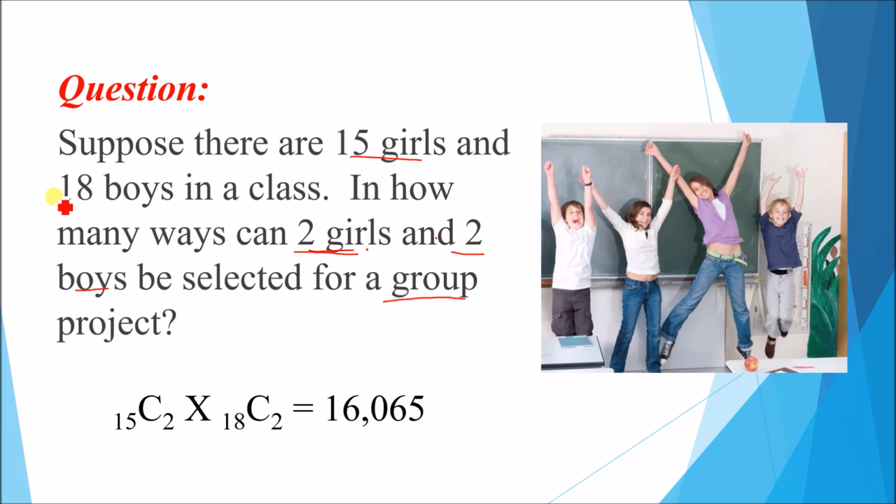Kaya magkakaroon tayo ng ganito. 15 here belongs to the number of girls. Yung 18 dito belongs to the number of boys. Kukuha tayo ng dalawa doon. We are going to choose 2 also from the boys. Multiply it. Multiplication rule because of the certain condition. And the result of this one times the result of this, lalabas ang 16,065. You can use your calculator if you want to verify your answer.